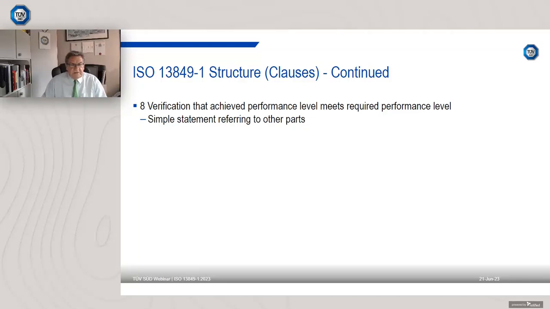Clause 8 is a very, very small clause. It's quite a simple statement about having to ensure that the verification of our performance, the performance levels achieved, actually meet their targets, meet the required performance level. And also clause 9, again, is a simple statement. This is new though.